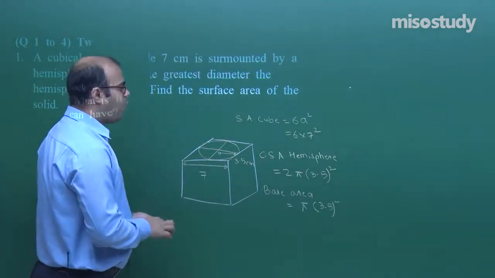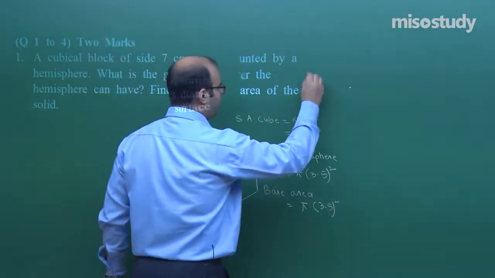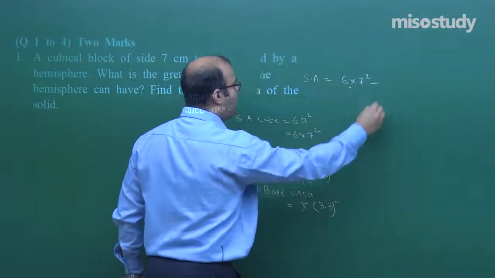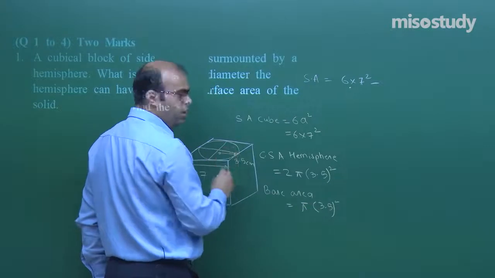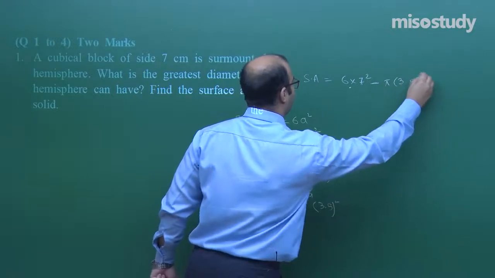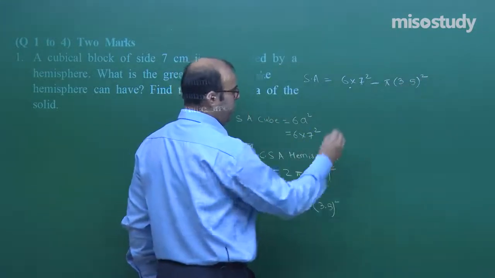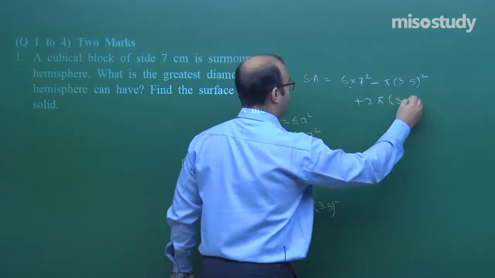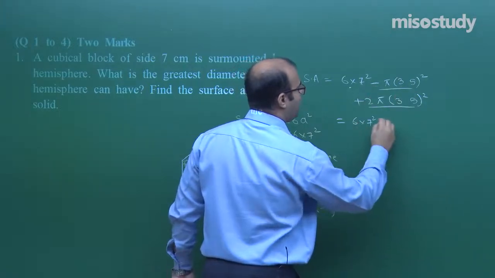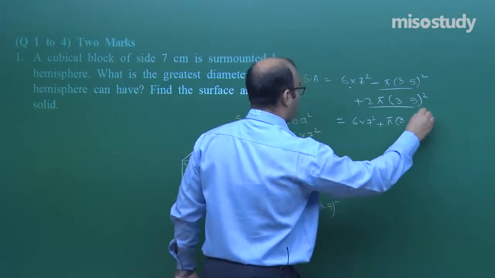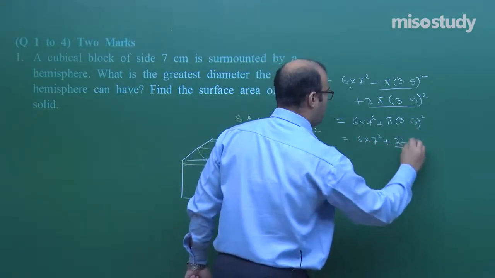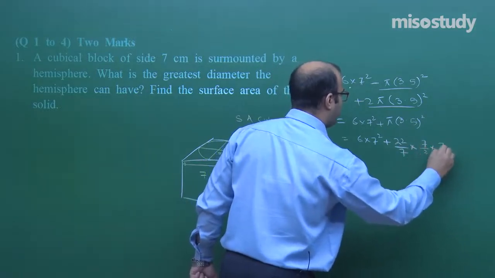So the required surface area should be the surface area of the cube, 6 into 7 square, minus the base area of the hemisphere which is occupied by this hemisphere, that is pi into 3.5 square, and then we add the curved surface area of the hemisphere, plus 2 pi into 3.5 square. This becomes 6 into 7 square plus pi into 3.5 square, which is 6 into 7 square plus pi is 22 upon 7 and 3.5 is 7 upon 2, so 7 upon 2 into 7 upon 2.